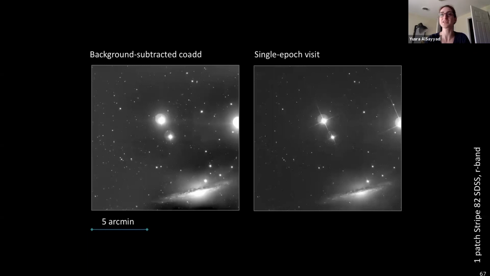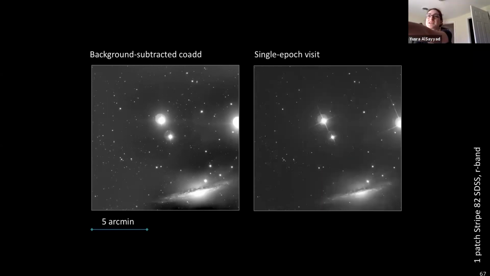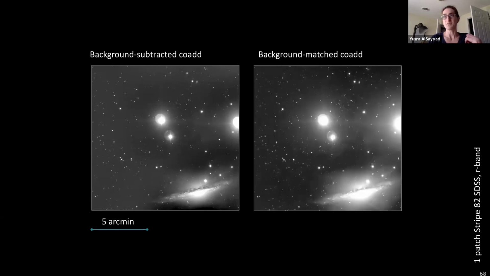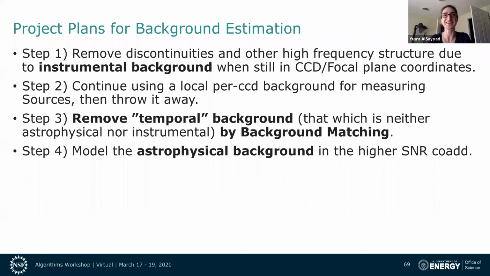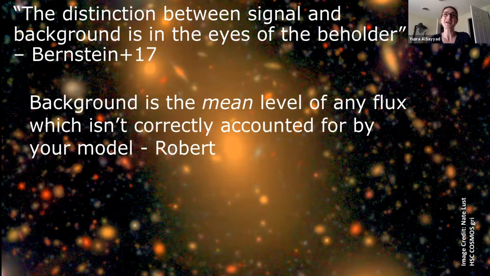When we had done this in 2013, this was generally successful. So in the background matched coadd on the right compared to the background subtracted coadd on the left, you can see that it does maintain the astrophysical background as one realization of the sky. Now, this does not solve the problem of sky background estimation from the astrophysical component. And this is really the hardest problem, in my opinion. And this is because, Gary said it best, the distinction between signal and background is in the eye of the beholder. Or as Robert says, the background is the mean level of any flux which isn't correctly accounted for by your model.